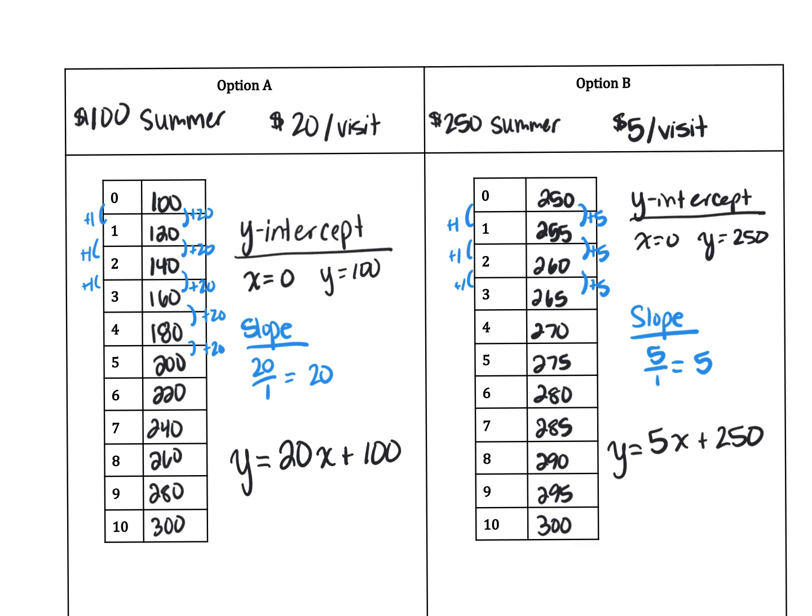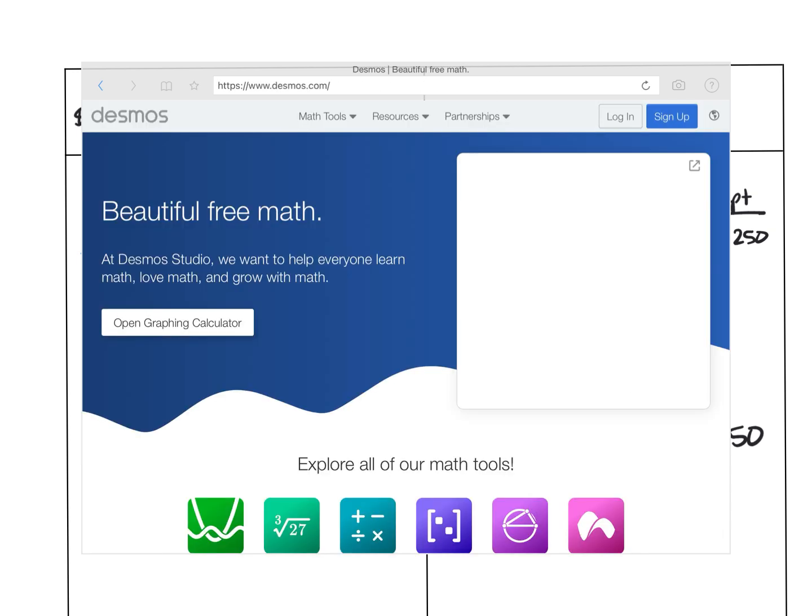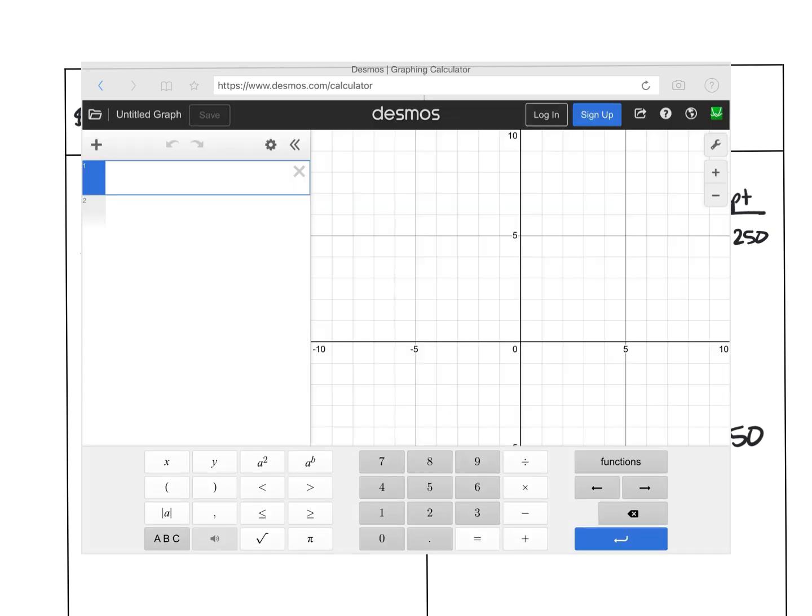So I'm going to go into my browser. I'm going to type desmos.com. Go into the calculator, and then I'm going to enter my two equations. So y equals 20x plus 100. Whoops, I hit divide. So let's go ahead and fix that quick. There we go.